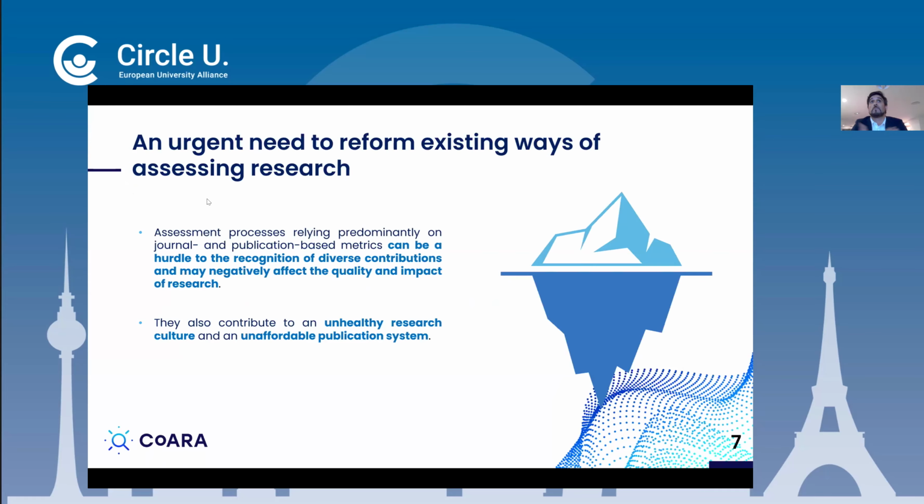Well, as I said, assessment processes rely predominantly on journals and publication-based metrics. I mean, it depends on the field. And that could be a hurdle to the recognition of a diverse contribution of someone. And it also promotes an unhealthy research culture and an unaffordable publication system.